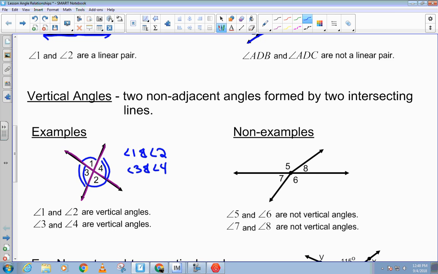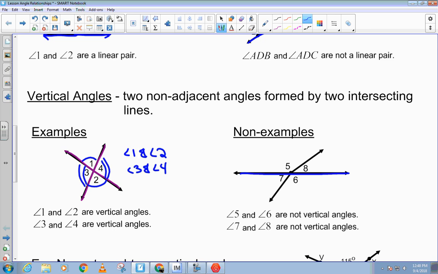Alright. Here's some examples that aren't. Here I have a line. It's two angles, okay? And they're not opposite. So these, I don't have any vertical angles here. Even though there's four angles, they're not created by two intersecting lines, okay? So those are just regular angles, right?